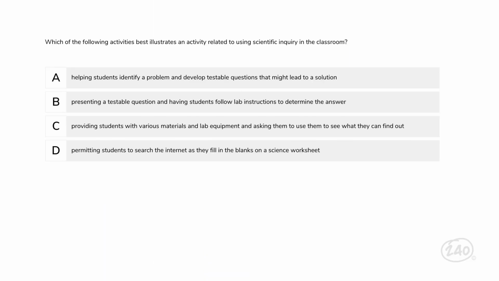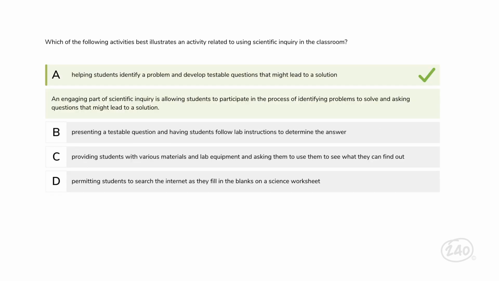Moving on to science, you know we've got to talk inquiry here. Which of the following activities best highlights scientific inquiry in the classroom? Inquiry is all about students questioning the world around them and then investigating to figure out how the world works. So B is out right away here because the teacher is asking the question. C and D do allow the students to do some inquiry. The students get to experiment with materials or research online, but these activities are still too guided to be true inquiry. So A is the best answer.